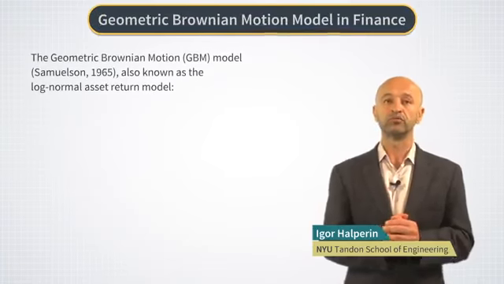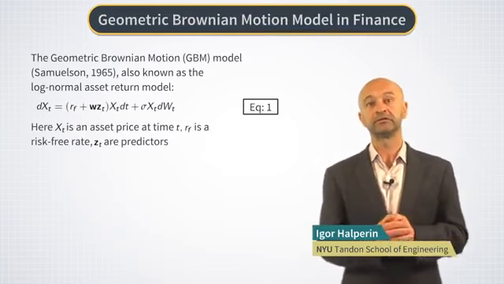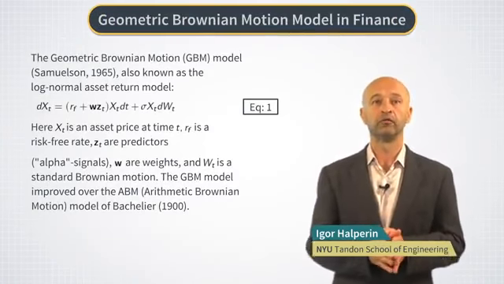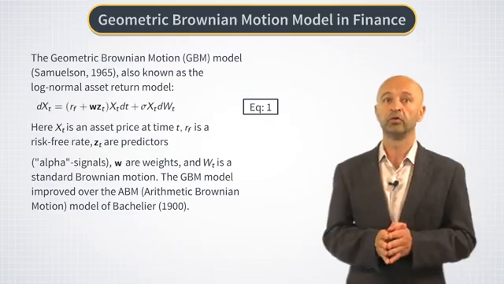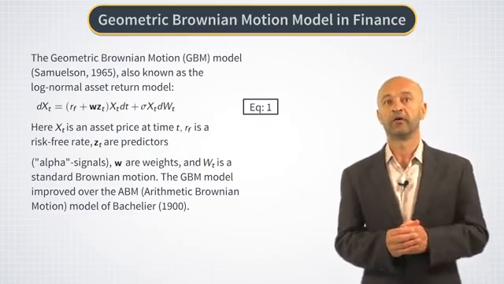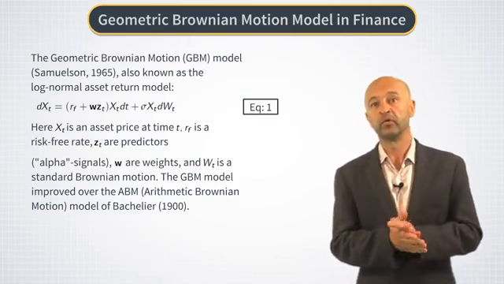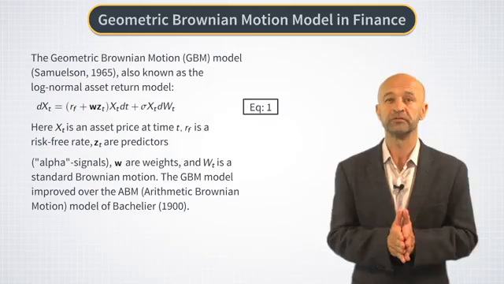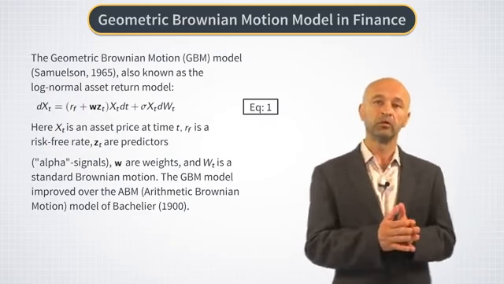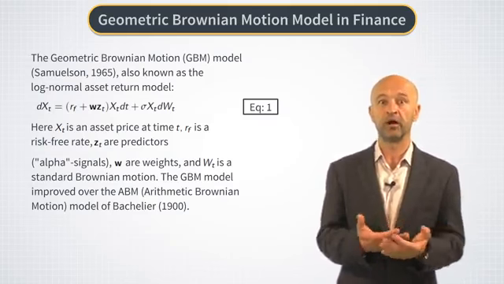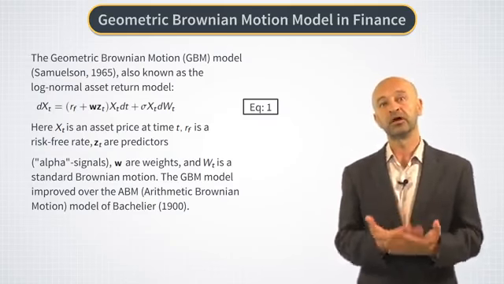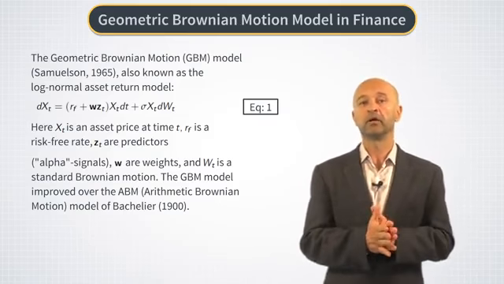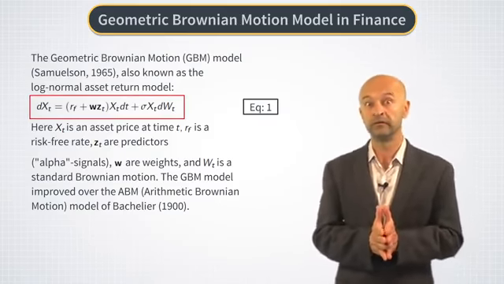This model was proposed by Paul Samuelson in 1965 as a way to improve on a specific deficiency of the previous model of Louis Bachelier from 1900. Bachelier proposed a Brownian motion with a drift as a model for stock prices. But prices in such a model can become negative, which is a problem with the model. So Samuelson suggested an improvement in the form of the GBM model that is shown in equation 1 here.